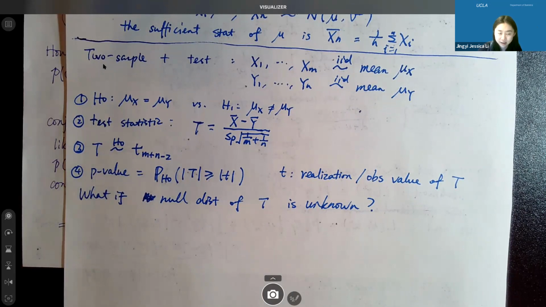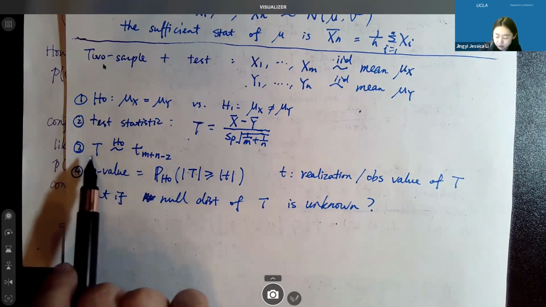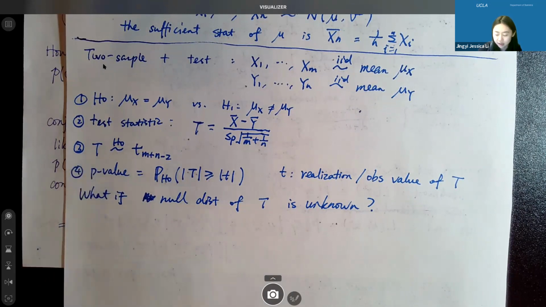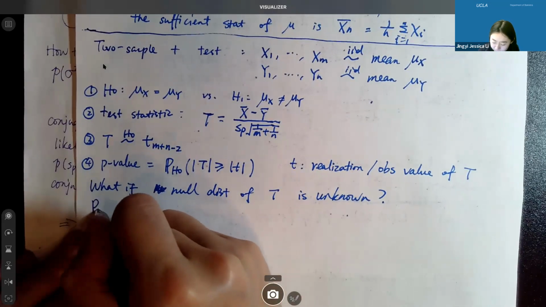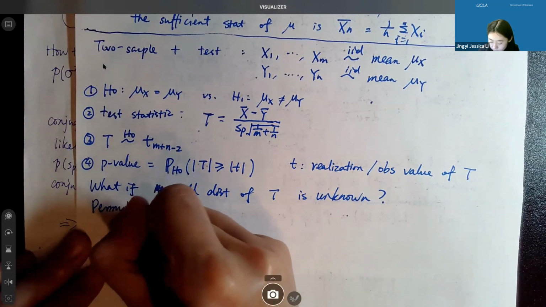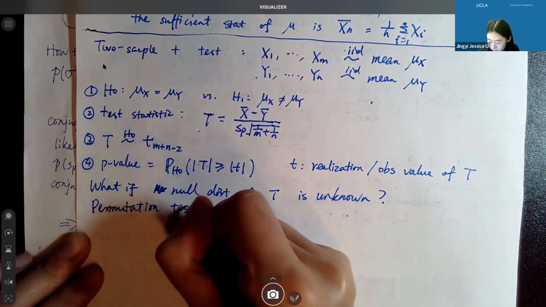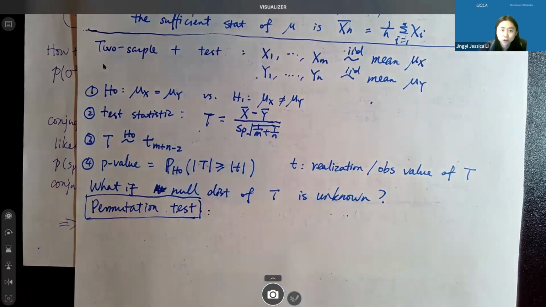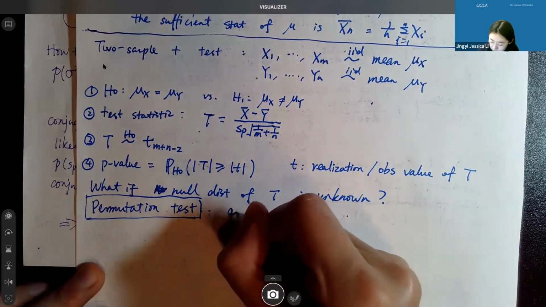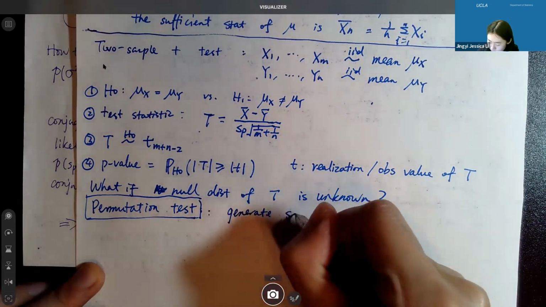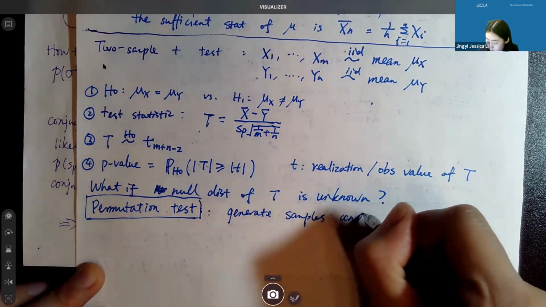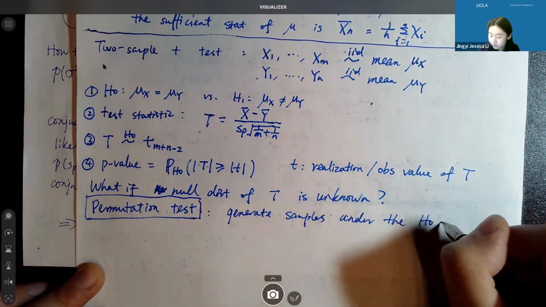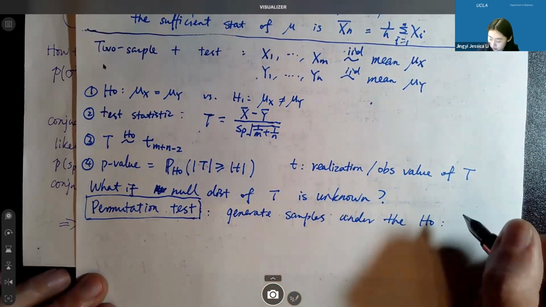But the computer can give us a way to generate all possible values of the test statistic under the null. So that solution, a common and quite universal solution, is called a permutation test. What this does exactly is to generate samples under the null, by permutation, actually, in this case.